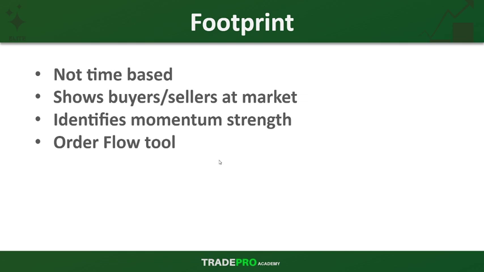Now, next is the footprint. The footprint chart is not time-based. The footprint chart actually shows you buyers and sellers at market, so traded contracts. It identifies the momentum and strength, and it's an amazing order flow tool. What the footprint does is actually show you, within the candle of a range or reversal bar, buyers and sellers within that candle at that same level.